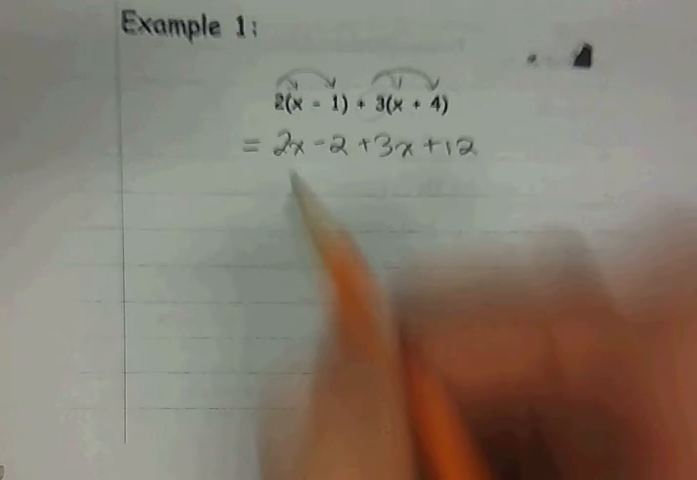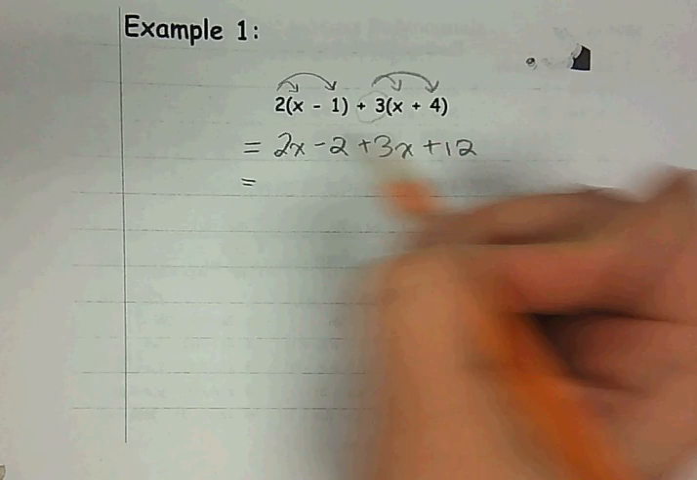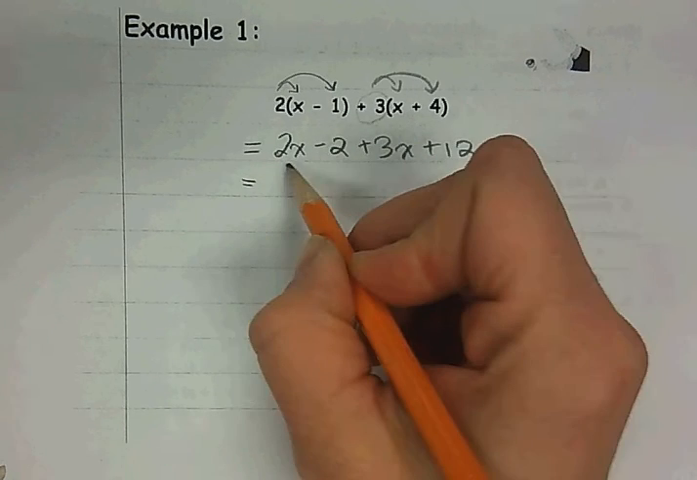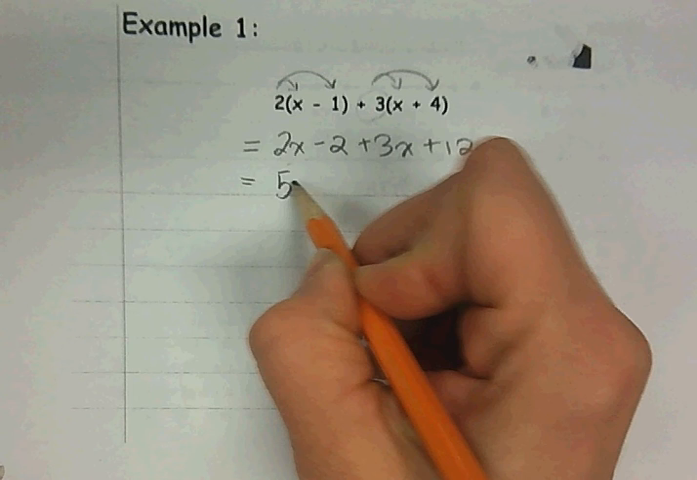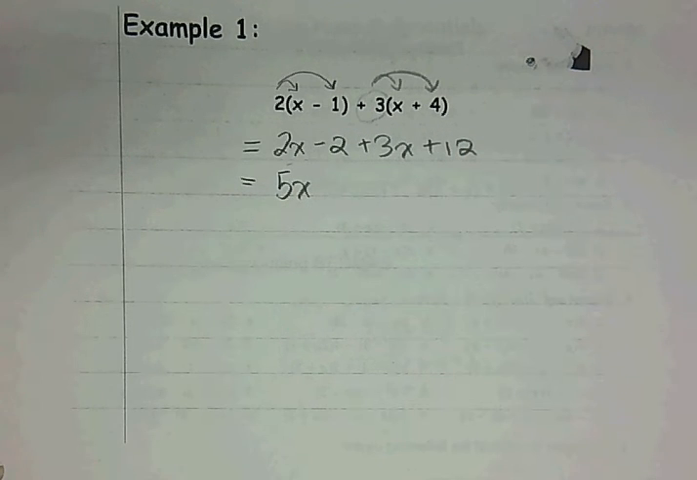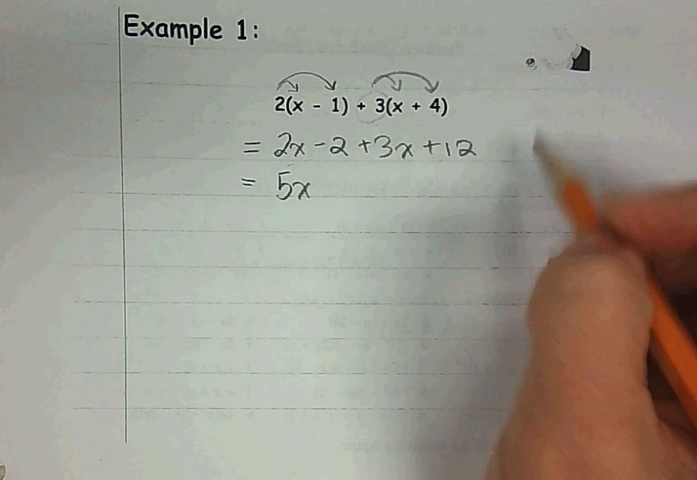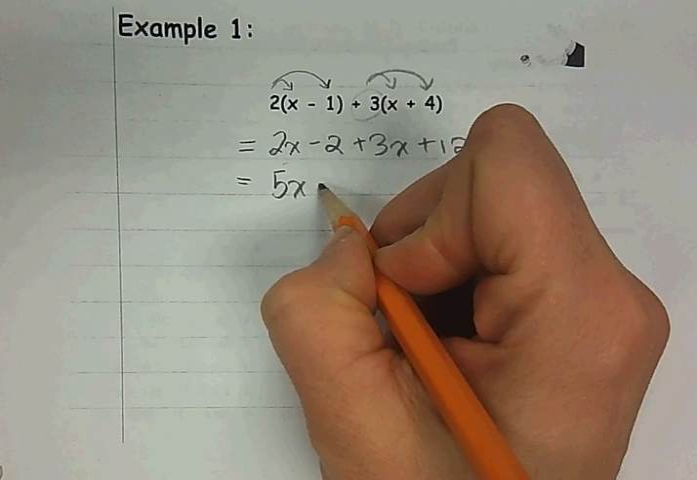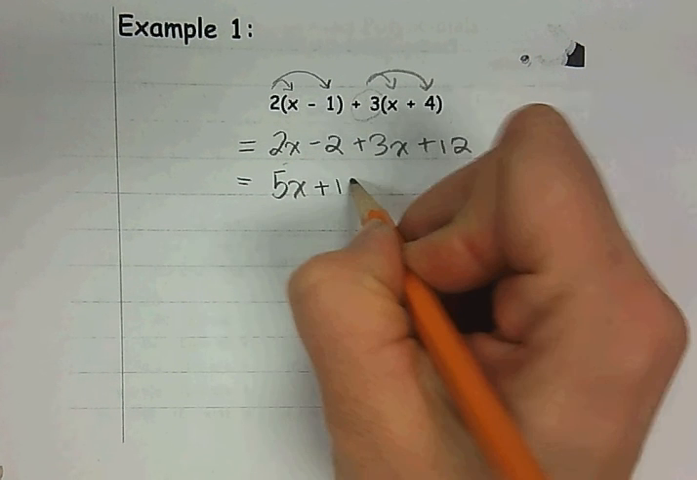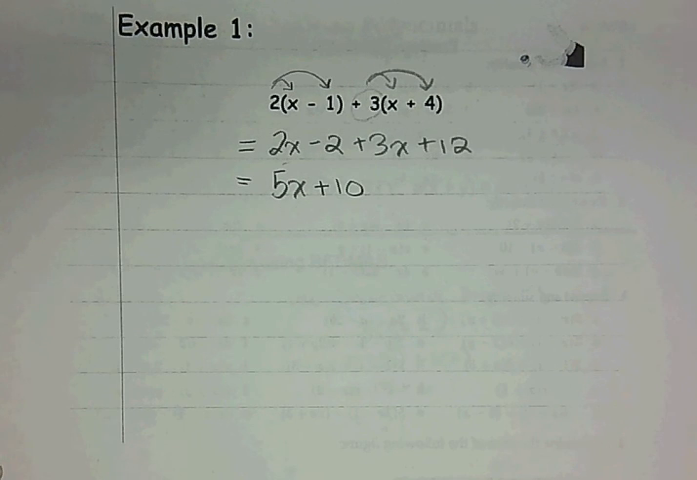Next we collect like terms. So that was expanding. This is simplifying. 2x and 3x both have an x, so they make a total of 5x. Negative 2 and positive 12 both do not have a variable, so they are like terms, and they simplify to just positive 10. So negative 2 plus 12 is positive 10.